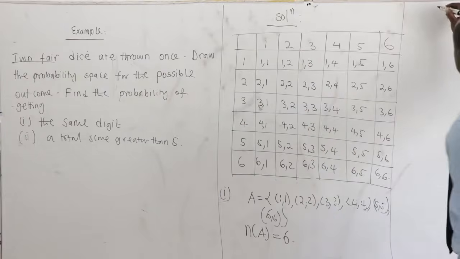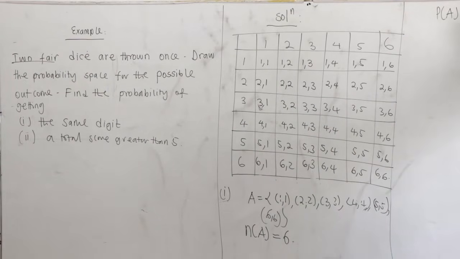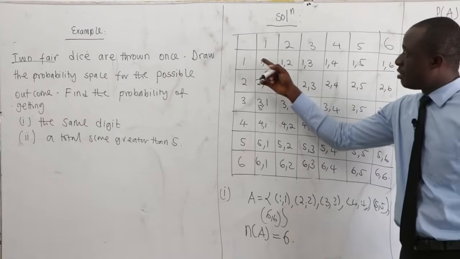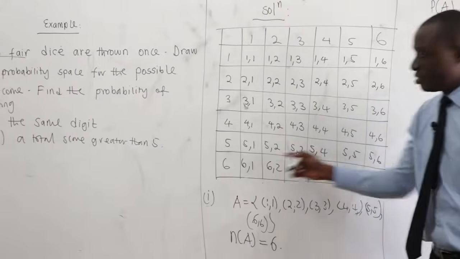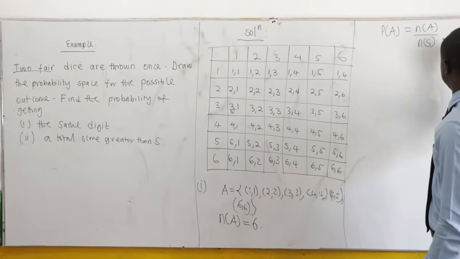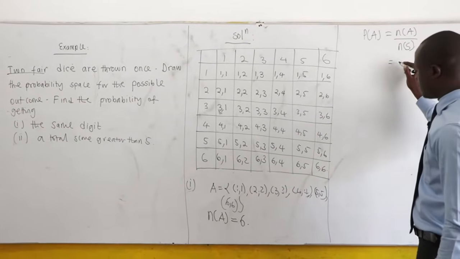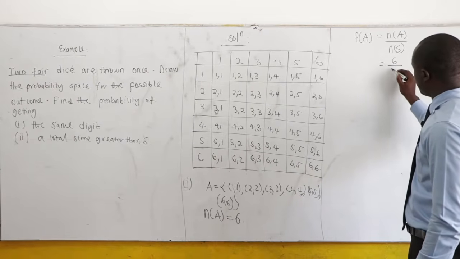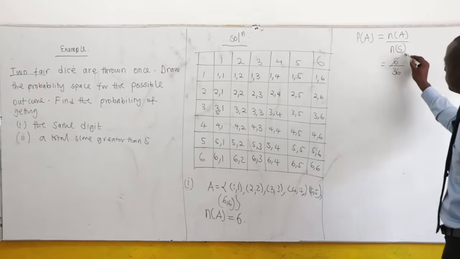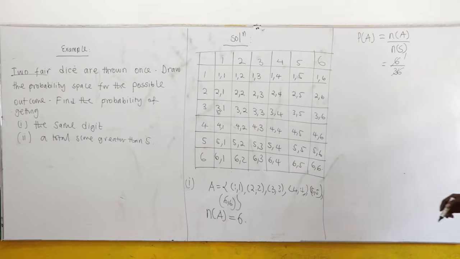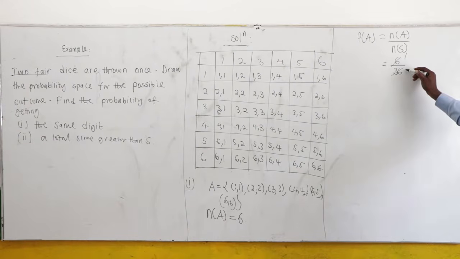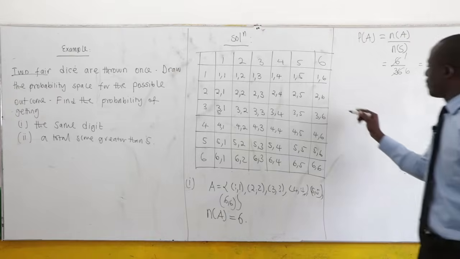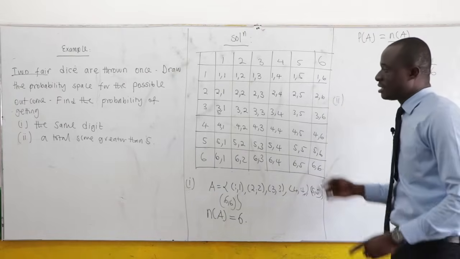And probability, we know that probability is the number of events over the number of sample space. And the number of sample space, you have 1 to 6, 1 to 6. So 6 times 6, 36. So the number of events is 6, and the number of sample space is 36. Since 6 goes into 36 six times, we have 1 over 6. That's the first one.